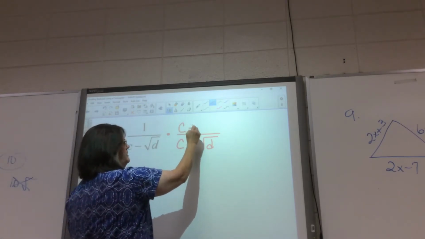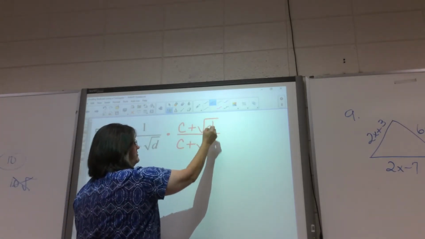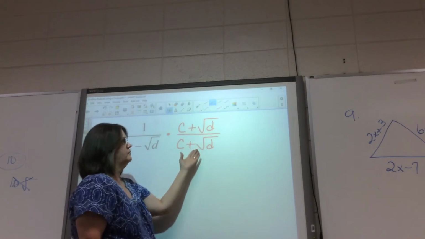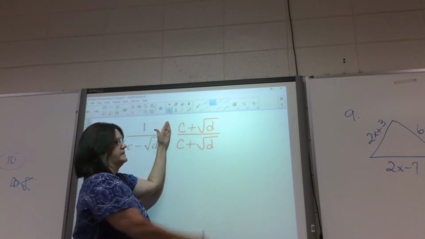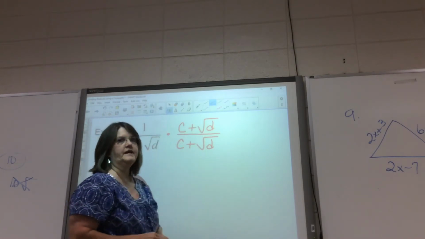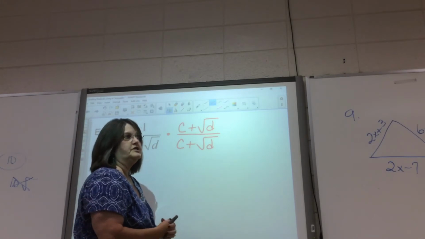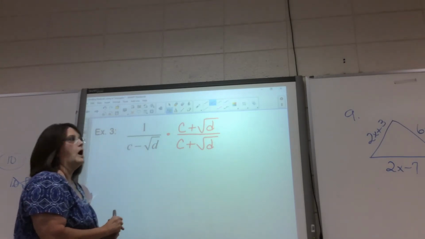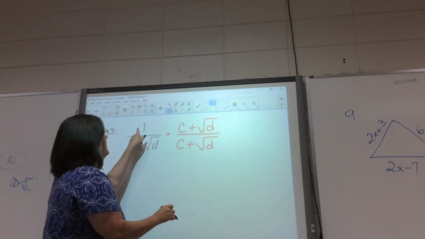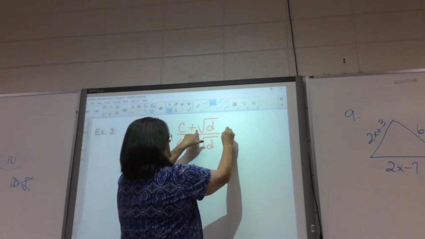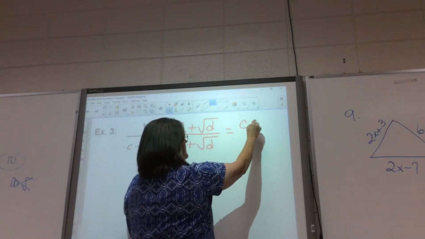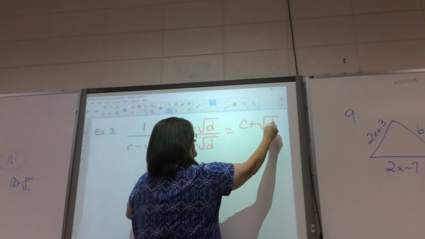And when I do c plus the square root of d over c plus the square root of d, this is 1. It's the same thing as 1. So it's not changing my radical. It's changing the appearance of my radical, but not the equivalence. So when I do 1 times c plus the square root of d, that is just c plus the square root of d.